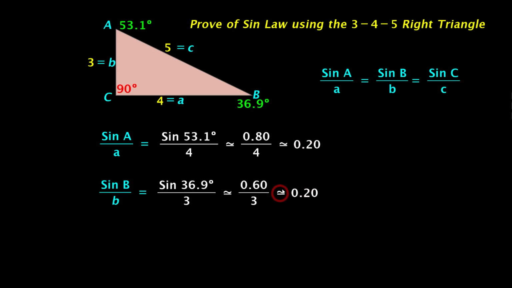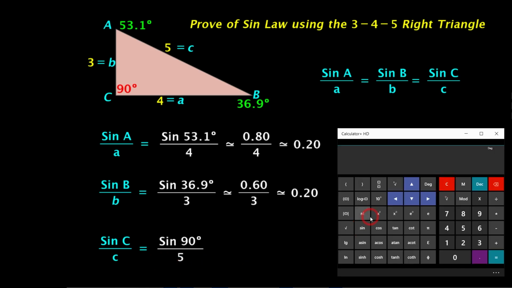If the third value is the same, the law is proved. Now let's take the third value, the sine of the angle C. So we take the sine of angle 90, and the value of the opposite side is C, which is 5. So sine of 90 degrees divided by the value of side C, which is 5. We need to find what the sine of 90 degrees is. So we punch in sine of 90 degrees, the calculator is in degree mode. The value is 1.